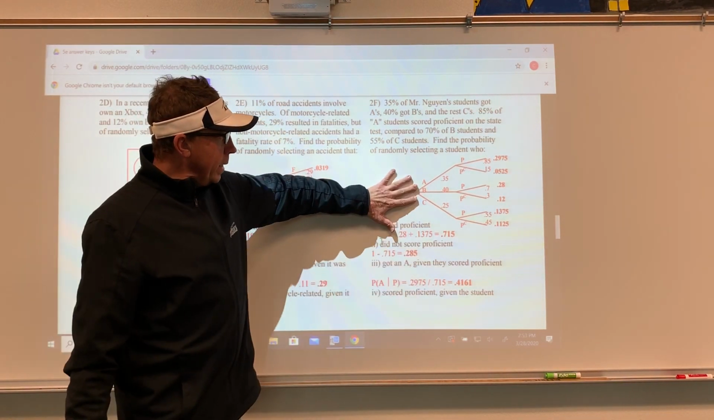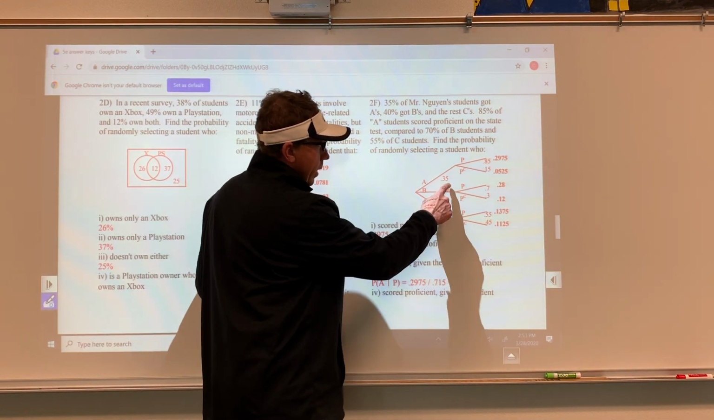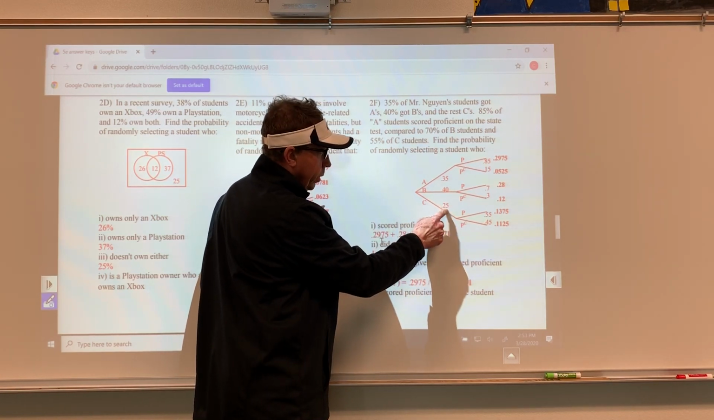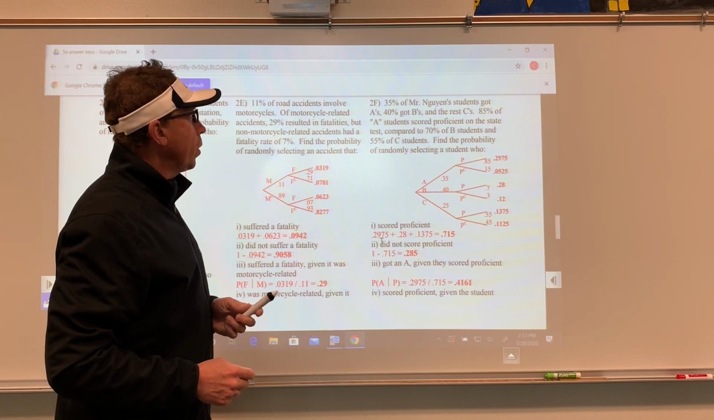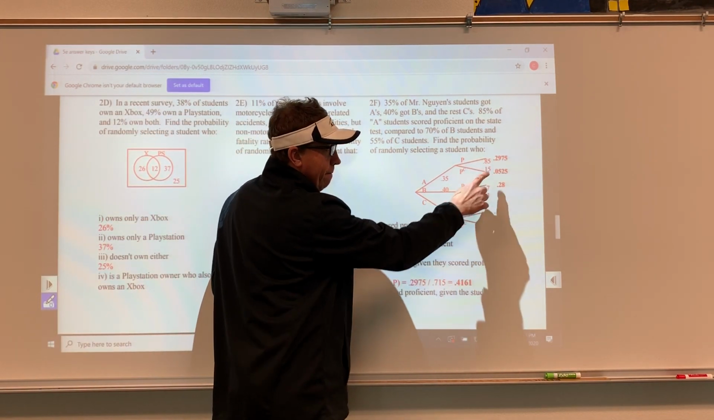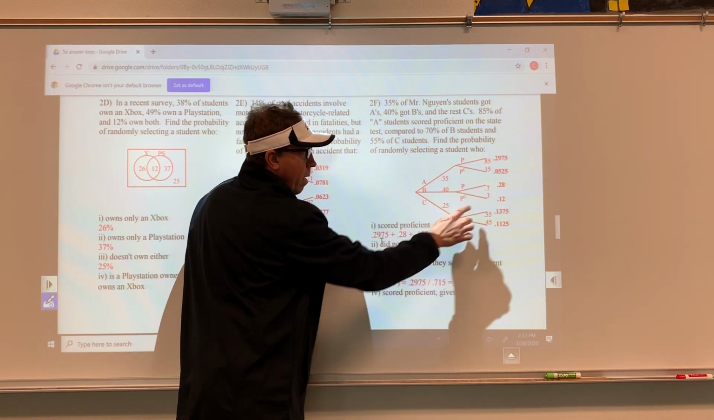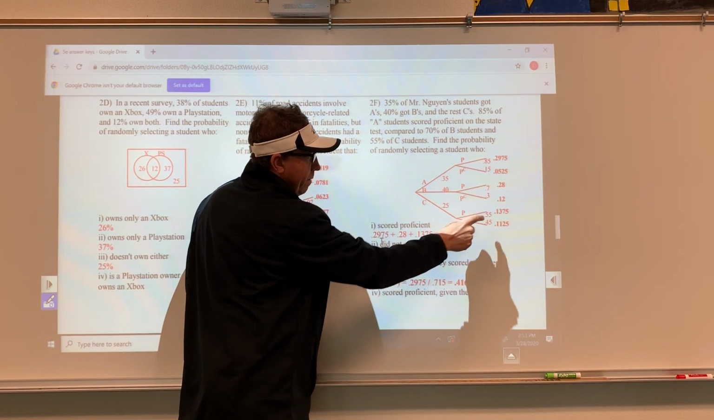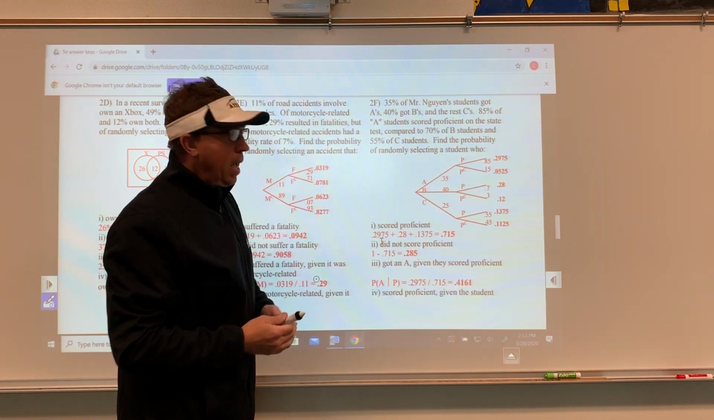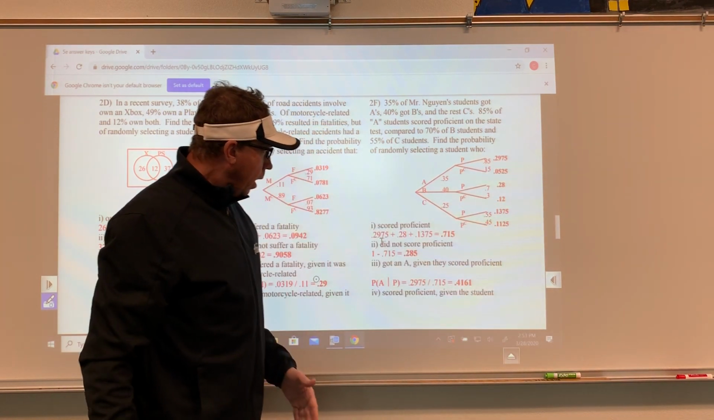All right, this is a tree diagram, but it has 3 branches. Here's your A students, 35%. Here's your B students, 40%. And here's your C students, 25%. Now, 85% of those A's were proficient on the test, 15% were not. 70% of the B students were proficient on the test, 30% were not. 55% of the C students were proficient, 45% were not. And if you carry out the multiplication, you get 6 totals there, and they add up to 1.